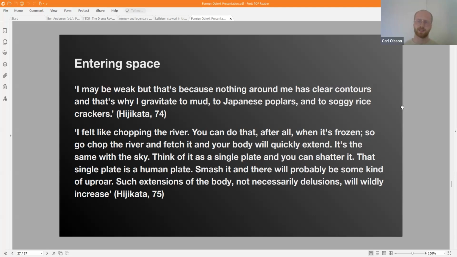So here we have a similar conceptual manipulation of the human image and the human body. What's interesting about Hijikata is that, similarly to someone like Kathleen Stewart, who I quoted before, he turns this into a kind of practice. It's quite an intricate notation system.